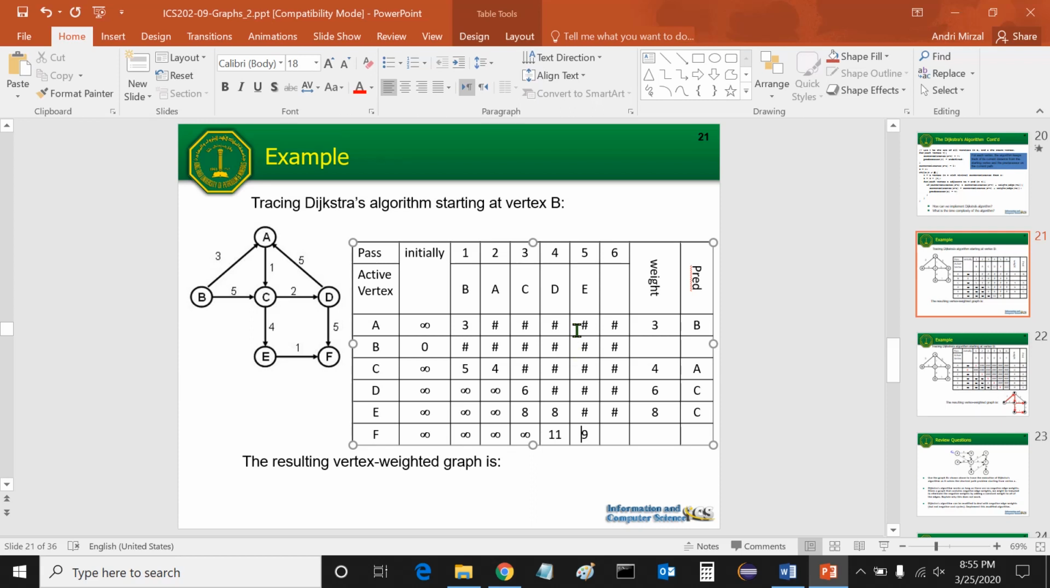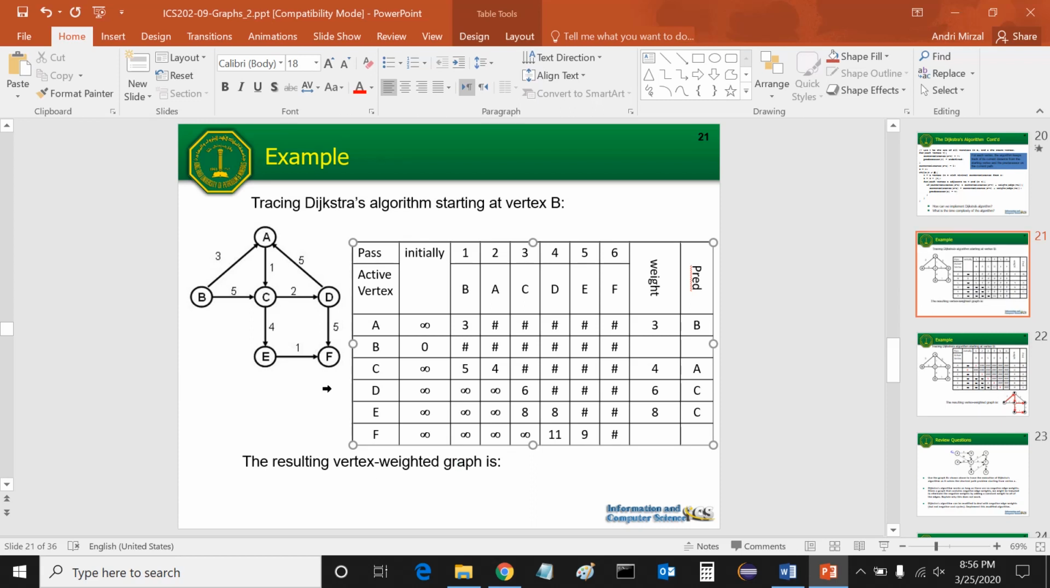Now again, we have filled in this column. To determine the next active vertex, again we find the minimum number in this column. That will be 9. This number corresponds to F. That's why the next active vertex will be F. Because F is the next active vertex, we do not need to consider this cell anymore. We just put this symbol.